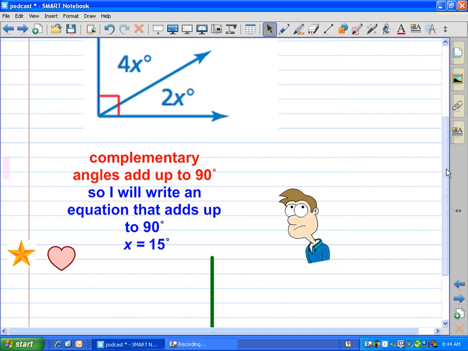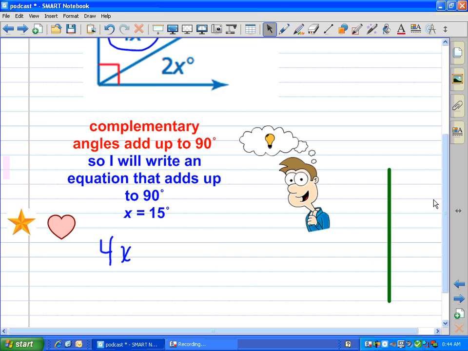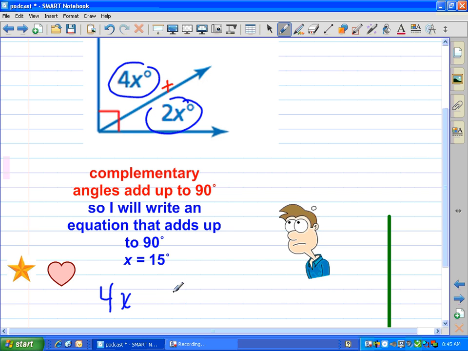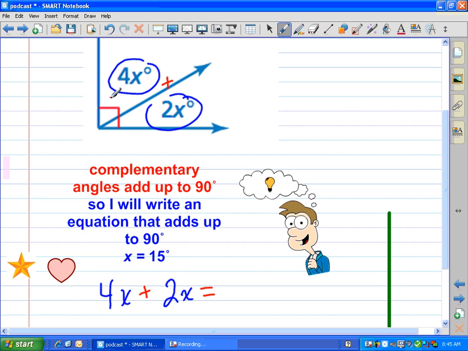I'm going to write an equation. These two have to add up to 90 degrees. So I'm going to say 4x plus 2x. An equation always has to have an equal sign. Good job, plus 10 for your group. And since this is 90 degrees, these two, when you add them together, have to equal 90 degrees.